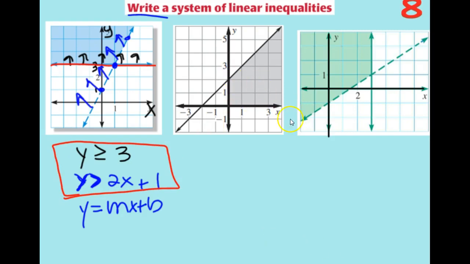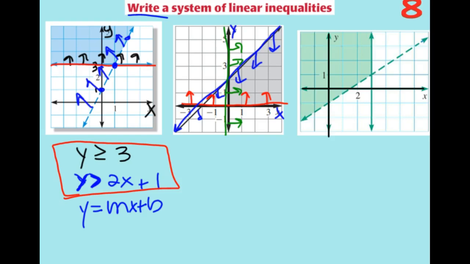This second one gets a little tricky because the x and the y-axis are actually 2 barrier lines. They constrain or hold in this shaded area. So there's one line here that they shaded above, that one. There's one line here that was shaded below. And then there was also a third line on the y-axis shaded to the right.